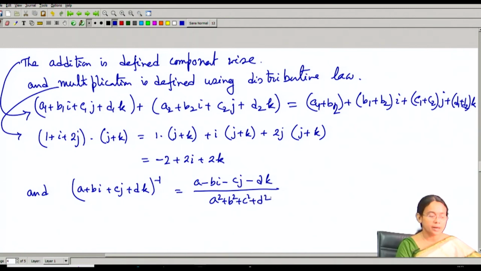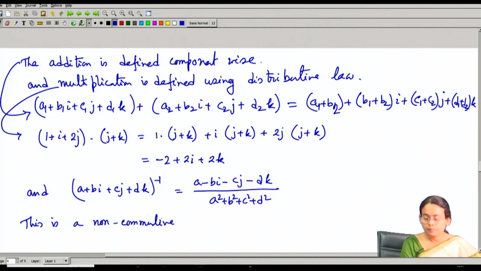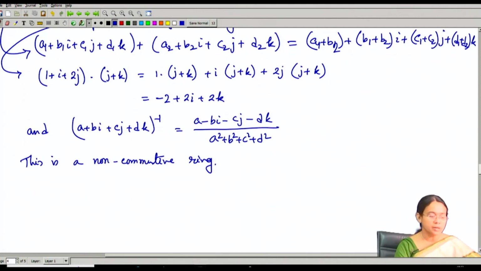So, every element has a multiplicative inverse. So, this is a non-commutative ring. This is an example of a non-commutative ring, and moreover we know that in a division ring, if the multiplication operation is commutative, then it is called a field. So, this is an example of a ring which is a division ring, but which is not a field.